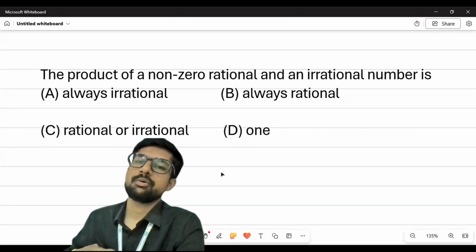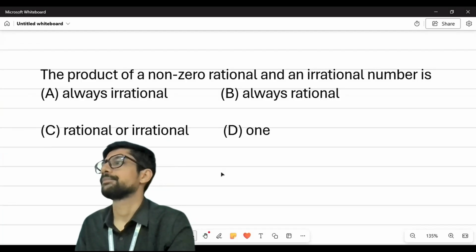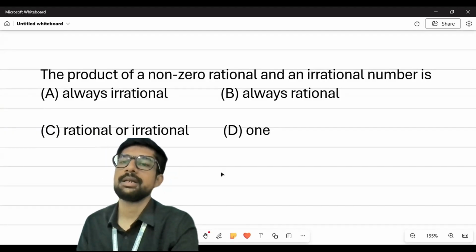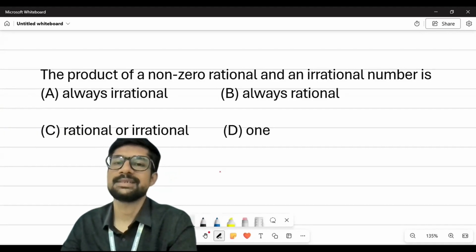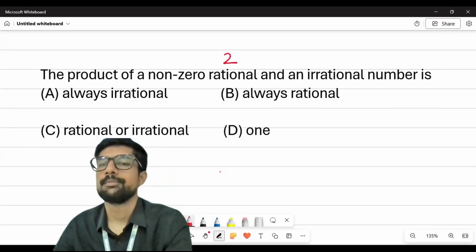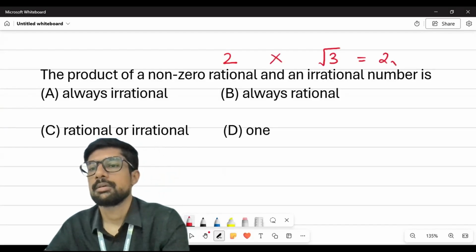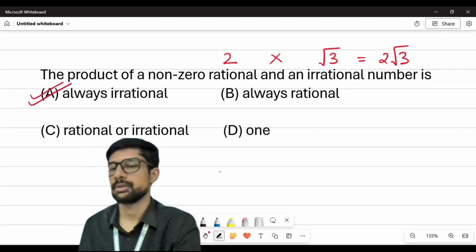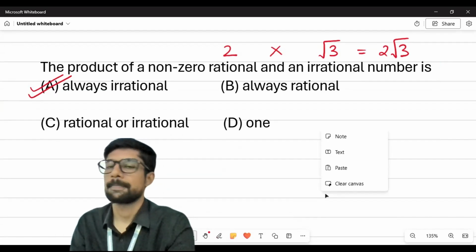The product of a non-zero rational and an irrational number can be. What if I multiply a rational and an irrational number? Let me take an example of a rational number, 2, and an irrational number, root 3. What if we multiply 2 and root 3? We get 2 root 3, which is, yes, an irrational number. Okay? It will always be irrational.